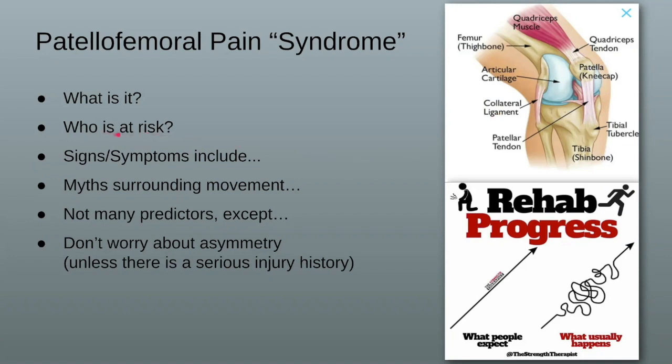So who is at risk? It's kind of like IT band pain. We don't truly know who is at risk for patellofemoral pain syndrome. And I hate the word syndrome.